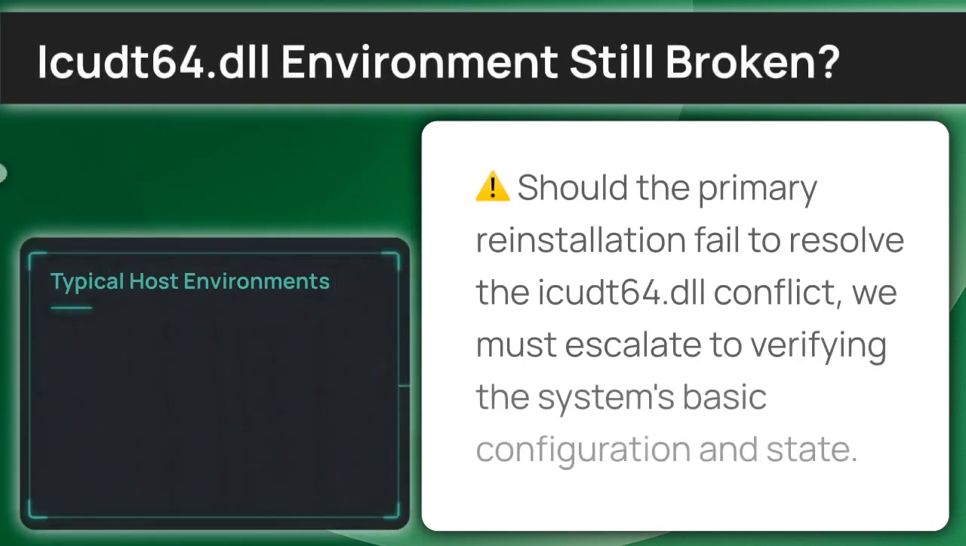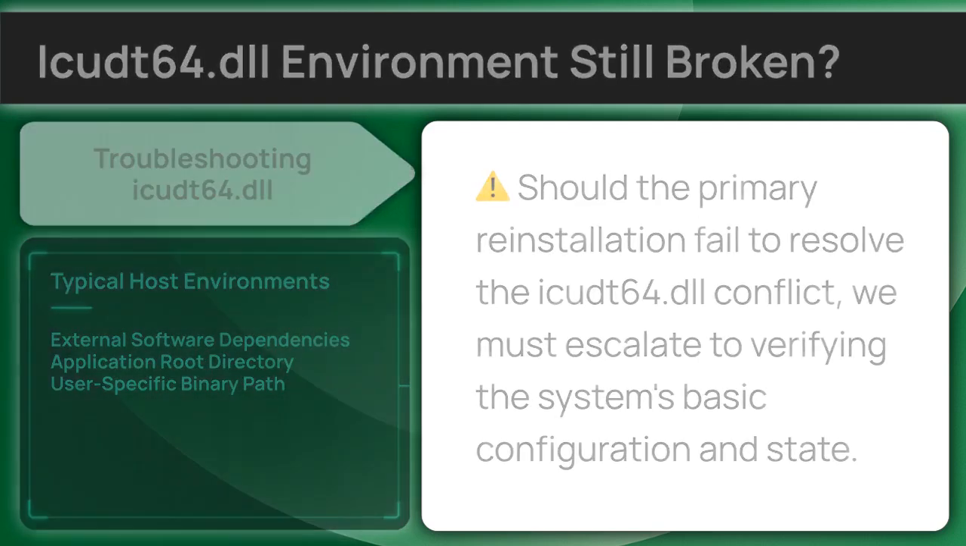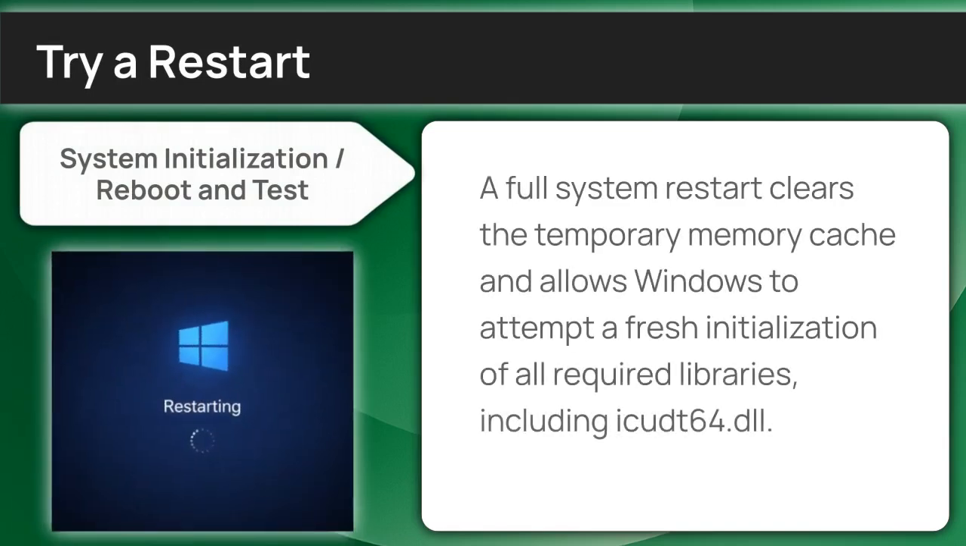If a standard reinstallation doesn't restore the library, we need to verify if the system environment is properly recognizing the new components. Performing a restart can determine if the error is just a transient environment glitch. A reboot refreshes your system's path variables and can sometimes re-establish a broken link to the ICU Data 64 file.